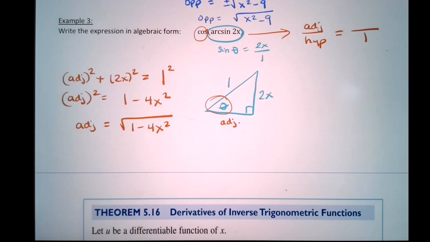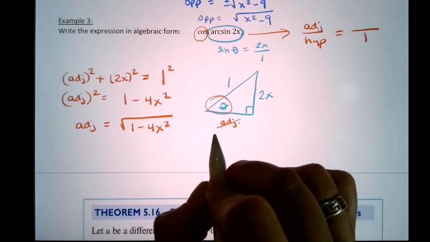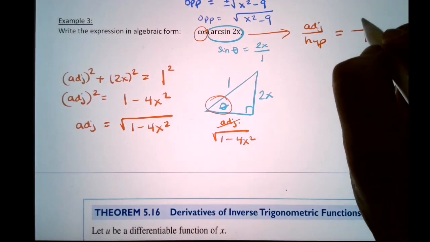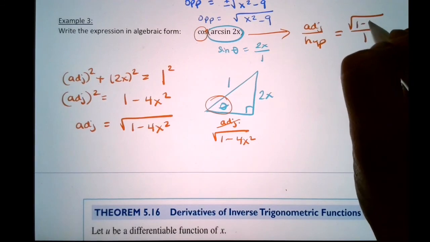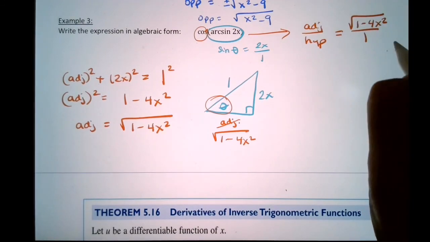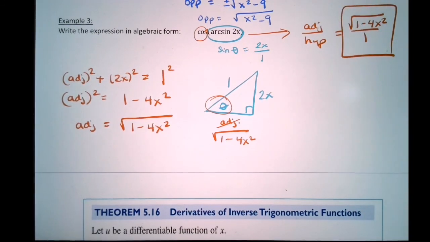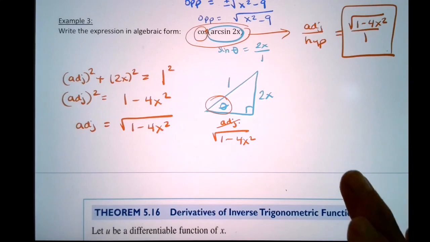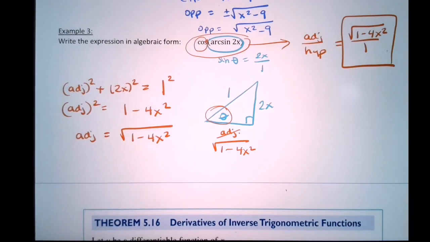Okay, so instead of writing adjacent, I can say, nope, I figured it out. It's the square root of 1 minus 4x squared. So I can come back over here and say, nope, I figured it out. The adjacent length, I've got it worked out. That is the answer to your question. The cosine of arcsine of 2x is equivalent in algebra to that rational expression. And certainly you wouldn't have to write the over one, right? But this would be acceptable.